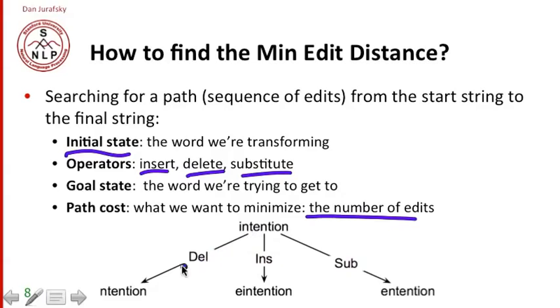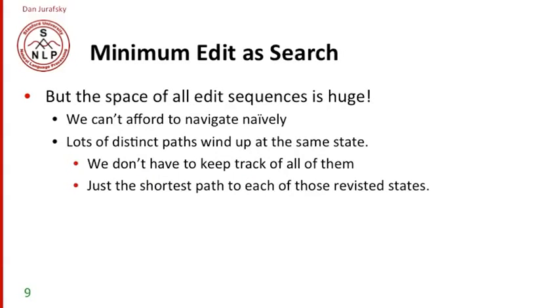So, for example, from intention, here's a piece of a path. From intention, we could delete a letter and end up with ntention. We could insert a letter and end up with inftention, or we could substitute a letter and end up with entention. So these are pieces along a path that would go from intention all the way off the screen here into all the possible ways you can transform intention into something. So this space of all possible sequences is enormous. We can't afford to navigate naively in this space.